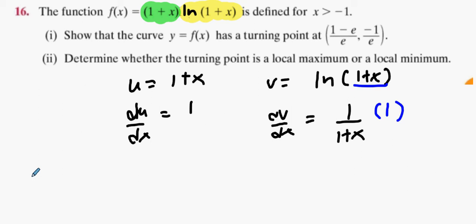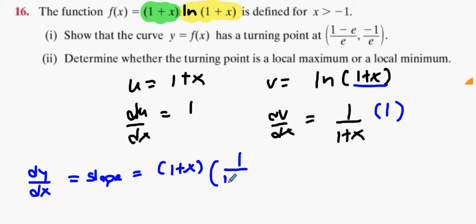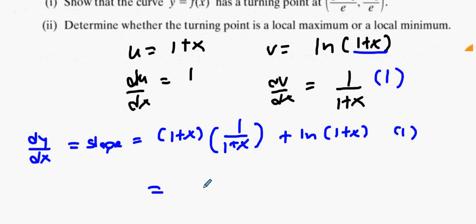Alright, the first derivative is equal to the slope. The slope has to equal 0 because it's a turning point. So u times dv/dx. Well, that's handy. Plus v times du/dx. Also handy. We're just multiplying it by 1. Handy. And did anybody get it is 1 plus ln(1 plus x)? And we get the answer there.